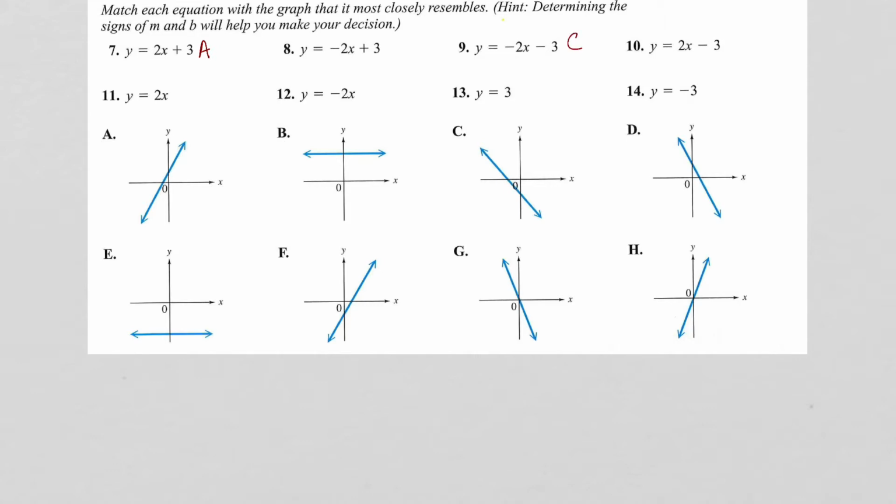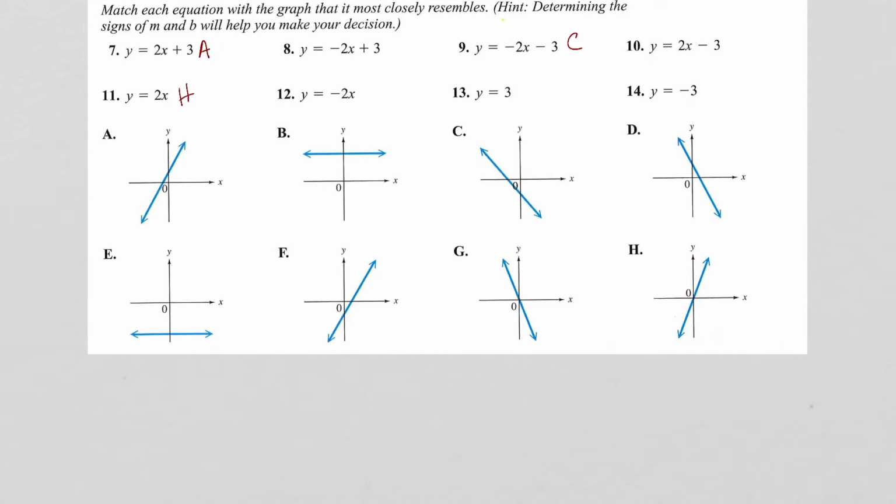All right, number 11. We know it's going up from left to right, and there's no y-intercept, meaning it goes through the origin. So the only ones that go through the origin are this one and this one, but since the slope is positive, we know it has to be this one. So this is H.